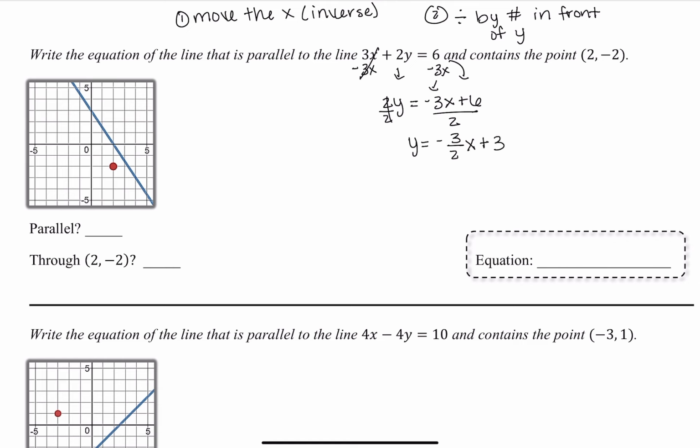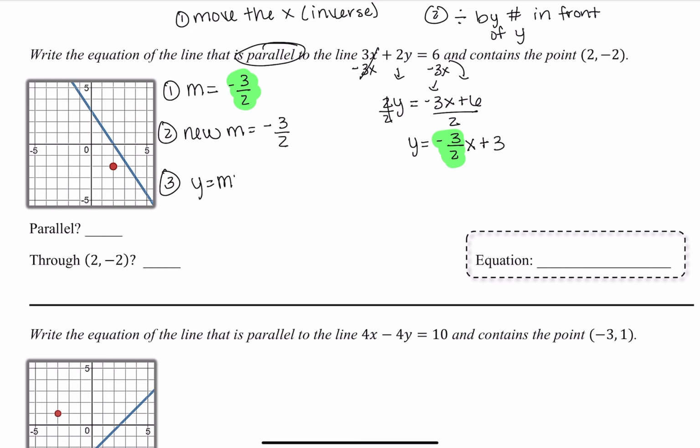Now we can start on our steps. Step 1 is write our original m, which is the number in front of the variable, negative 3 over 2. Step 2 is write your new m, which is going to be the same exact thing because it's a parallel line. It says parallel right there, negative 3 over 2. Step 3 is label your x and your y and substitute. So this is my x, this is my y, and I'm going to substitute.